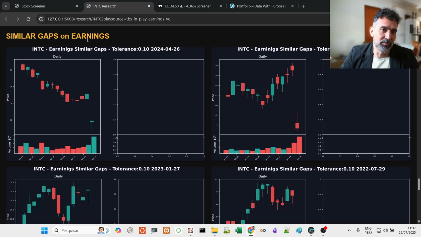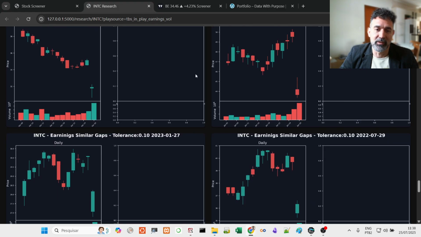Here we look on similar gaps on earnings. So we look for earnings days where the stock gapped lower. And again, we don't have the intraday information in this case, but we can see here that it has closed on the green when it gapped lower. That's a 3 out of 4. So again, it supports the decision to go for the bounce trade instead of the short trade in this case.